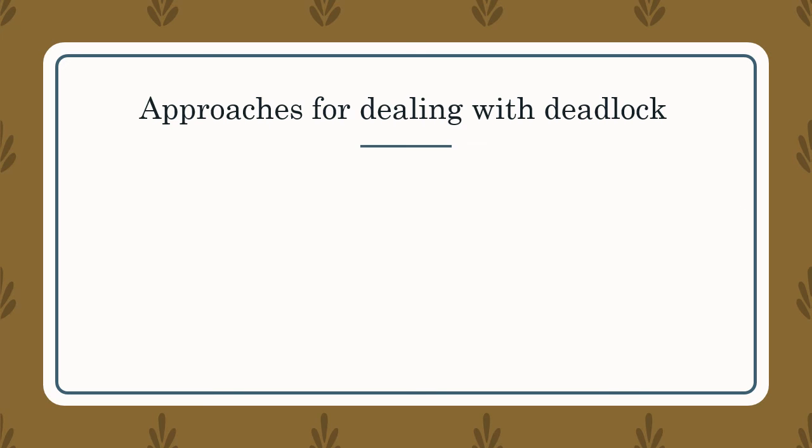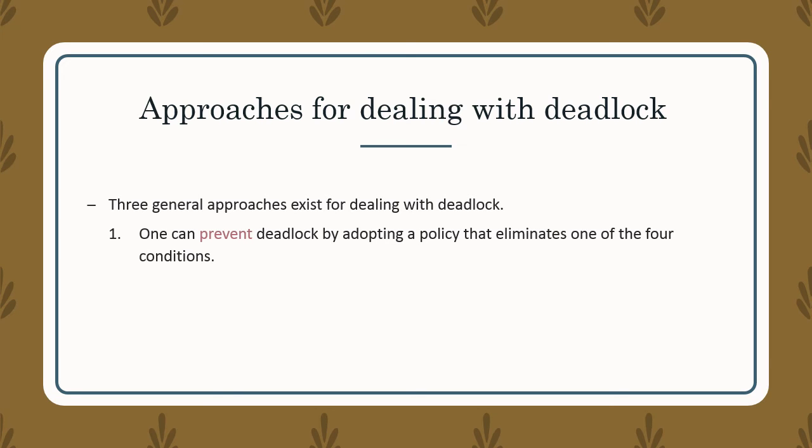Approaches for dealing with deadlock. Many researchers have given different ways of dealing with deadlock. Three general approaches exist for dealing with deadlock. Number one, one can prevent deadlock by adopting a policy that eliminates one of the four conditions. We have already seen that deadlock occurs when mutual exclusion, no preemption, hold and wait, and circular wait are all true in the system.